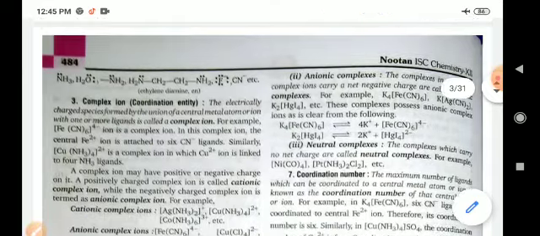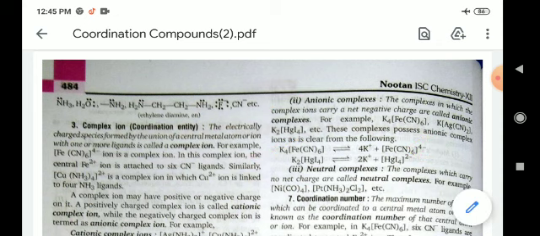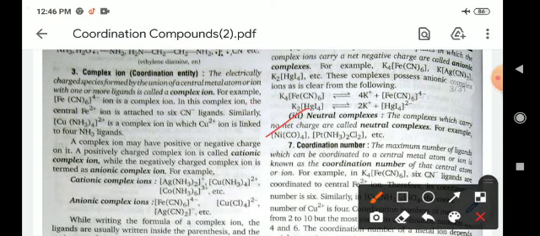Next, anionic complexes. In this type of complex, the complex ion carries a negative charge. For example, K4[Fe(CN)6] after ionization gives [Fe(CN)6] 4 minus. So here you can see that a negative charge is present on the complex ion. Now neutral complexes: the complexes which carry no net charge are called neutral complexes. For example, Ni(CO)4, Pt(NH3)2Cl2, etc. So these are the neutral complexes.